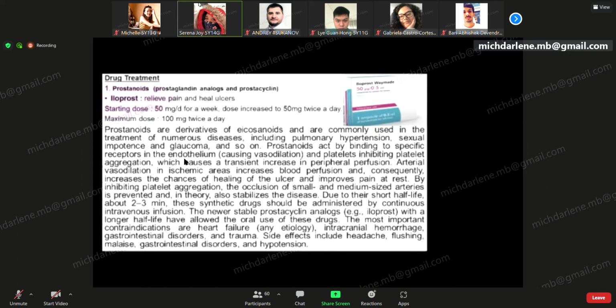Due to their short half-life, about 2-3 minutes, these synthetic drugs should be administered by continuous intravenous infusion. The newer, stable prostacyclin analogs with a longer half-life have allowed the oral use of these drugs. The most important contraindications are heart failure, intracranial hemorrhage, gastrointestinal disorders, and trauma. Side effects include headache, flushing, malaise, gastrointestinal disorders, and hypertension.